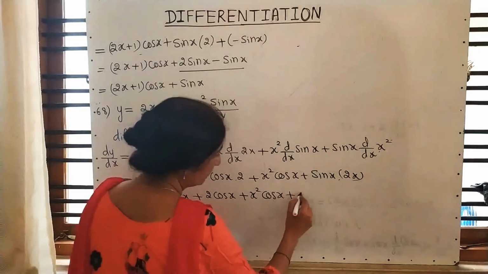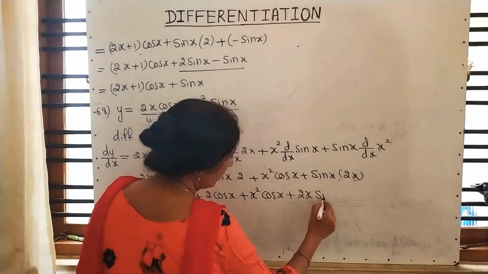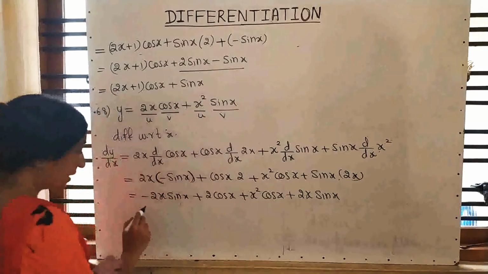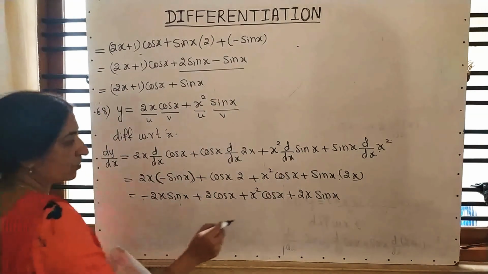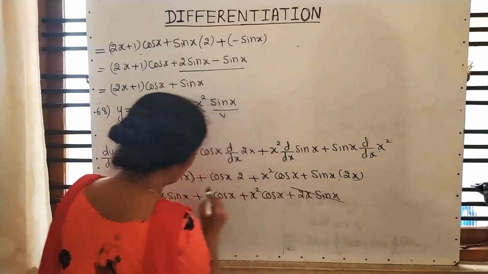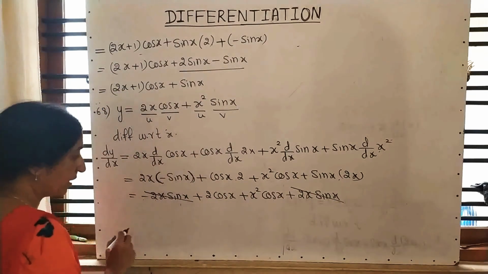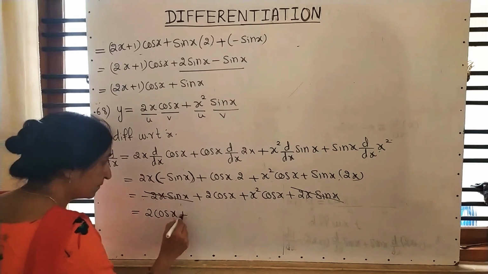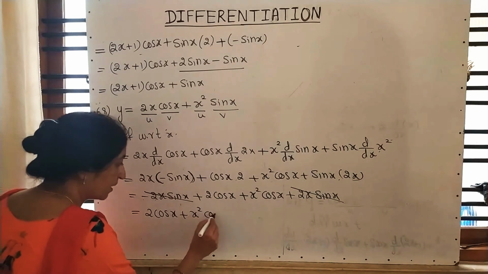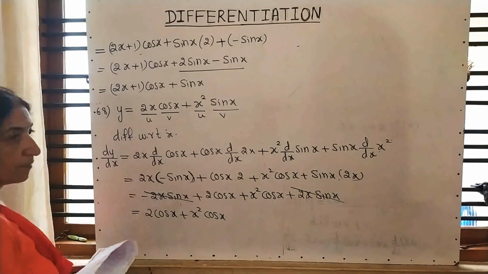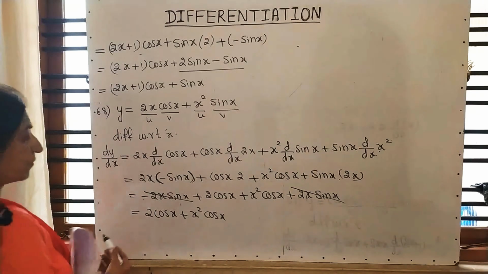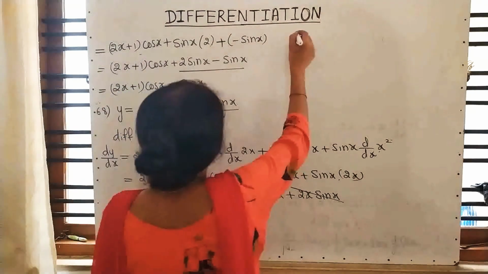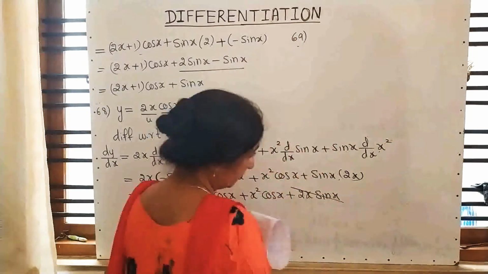This is plus 2x into sin x. Here we have minus 2x into sin x, here we have plus 2x into sin x. One is plus and one is minus, they get cancelled. 2 into cos x plus x square into cos x is remaining. This is the answer. Moving to the next question, that is question number 69.